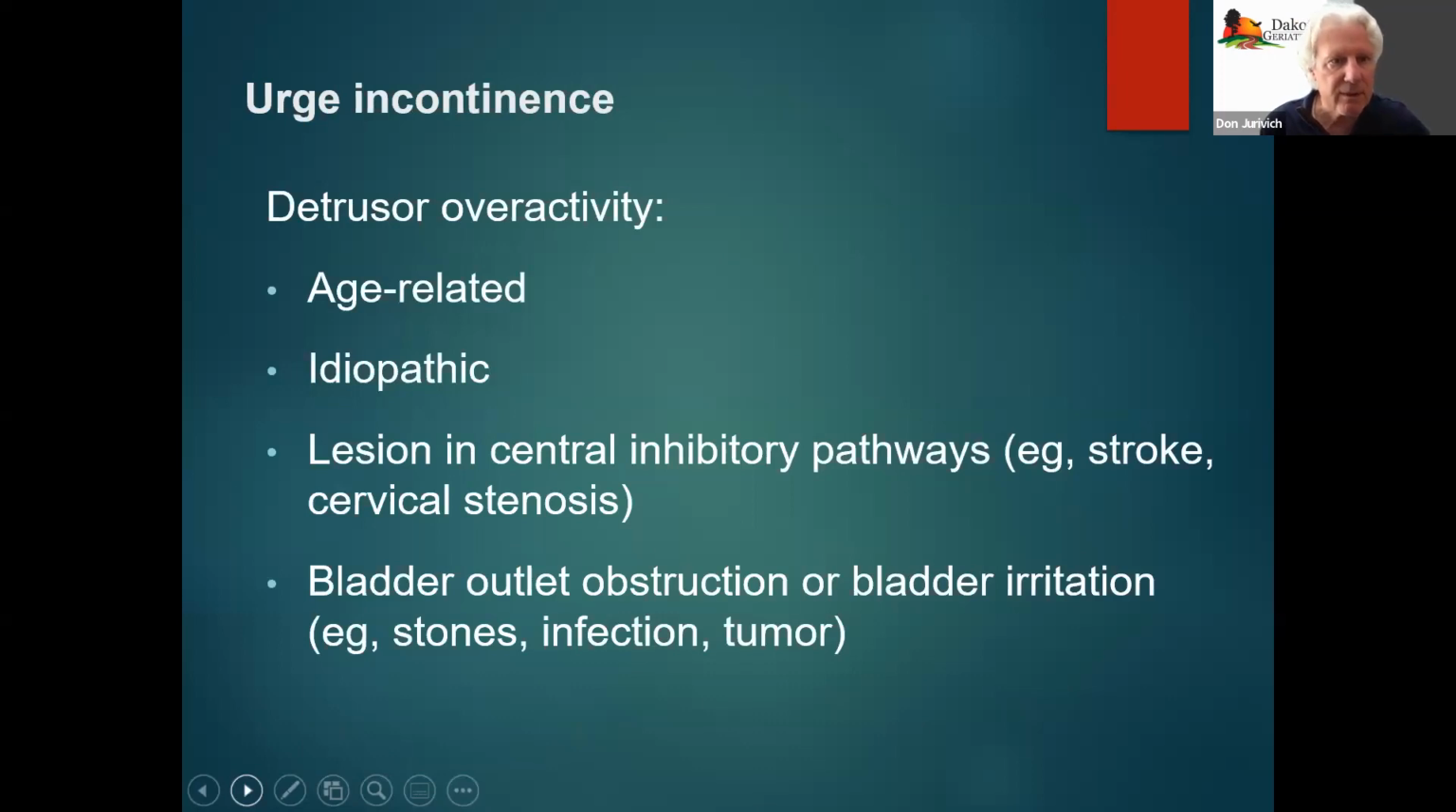So in terms of urge incontinence, or detrusor overactivity, it's associated with age, not a surprise there. There's no clear physiologic reason for it, so we call it idiopathic. It can occur with lesions from stroke or even cervical stenosis, the tightening of the spinal cord, that inhibit central pathways for controlling the bladder.